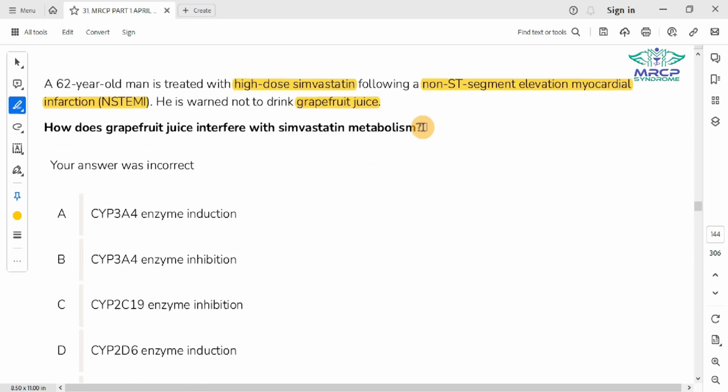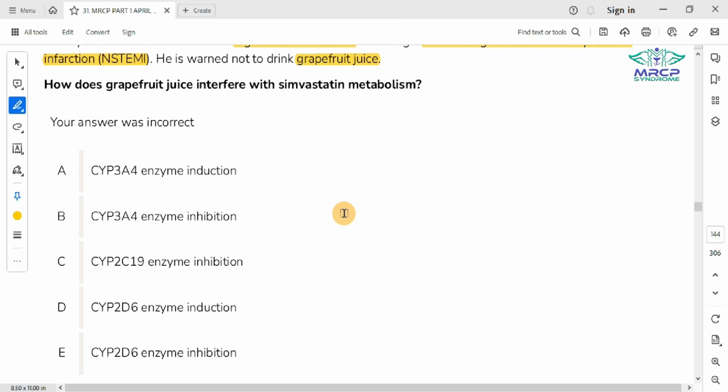How does grapefruit juice interfere with simvastatin metabolism? A 62-year-old man is treated with high-dose simvastatin following a non-ST elevation MI. He is warned not to drink grapefruit juice. So how does grapefruit juice interfere with simvastatin metabolism? So statin, grapefruit juice plus simvastatin metabolism interaction: CYP3A4 enzyme inhibition. Yes, this is the cytochrome P450 3A4 enzyme inhibition.